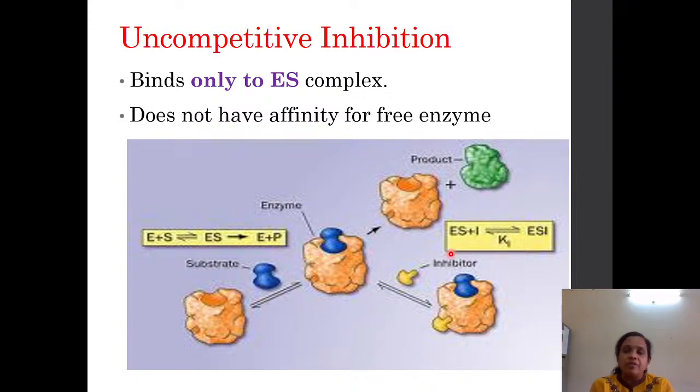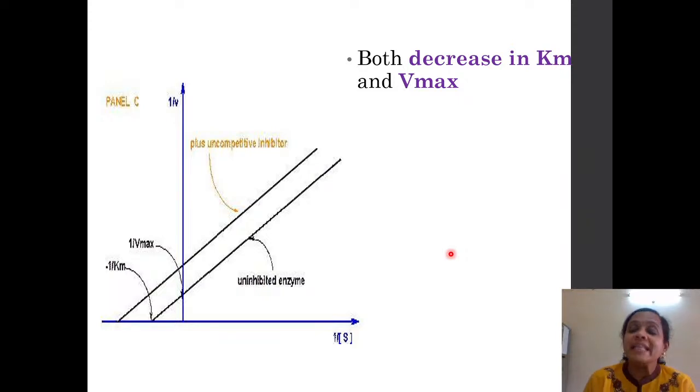So in uncompetitive inhibition, the inhibitor does not have any affinity towards the free enzyme. It will only bind to the enzyme substrate complex. So in this reaction, what will happen? There is a decrease in both Km and Vmax. Both of them are decreased because the product is not forming. There is a decrease in the Km because the inhibitor is not at all affecting the active site.